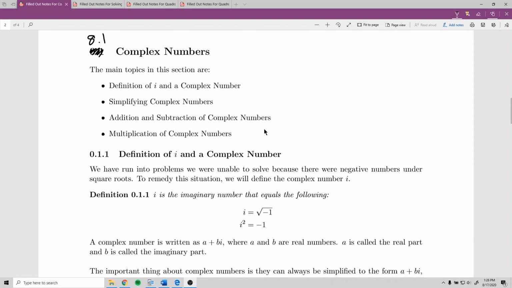You'll notice we don't have division of complex numbers here. Some of you may have learned how to divide complex numbers, but it is not a topic we need to cover in this class.